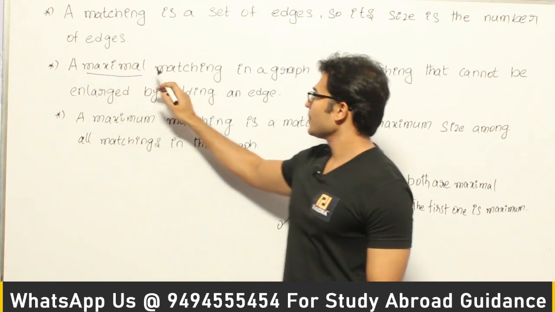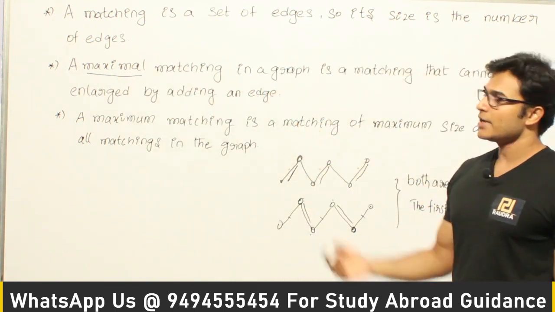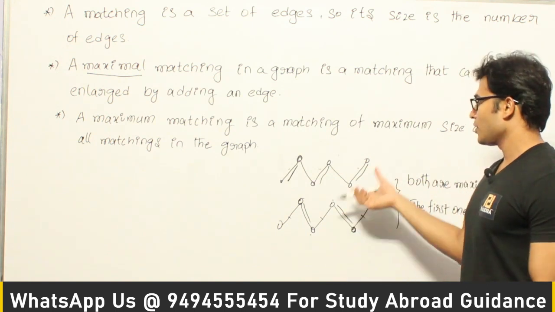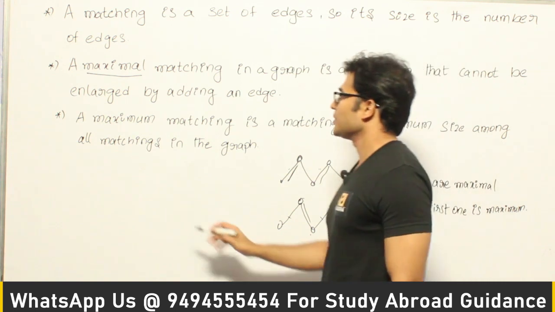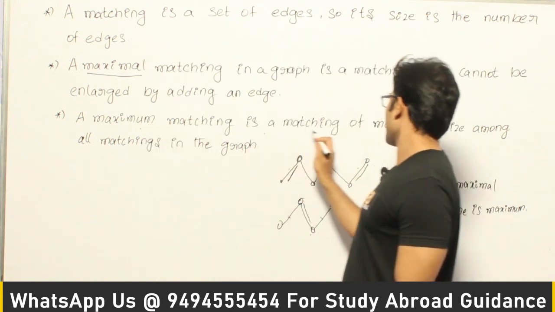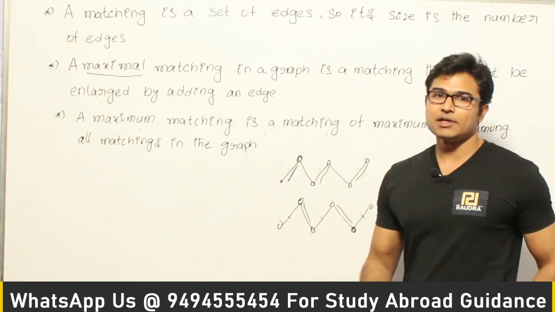So what is a maximal matching? A maximal matching in a graph is a matching that cannot be enlarged by adding an edge, right? So according to the definition, these two are going to be maximal. And what about the maximum? A maximum matching is a matching of maximum size among all the matchings in the graph.